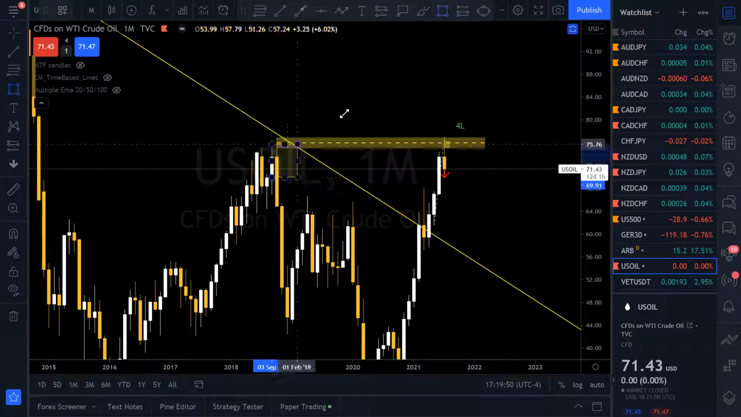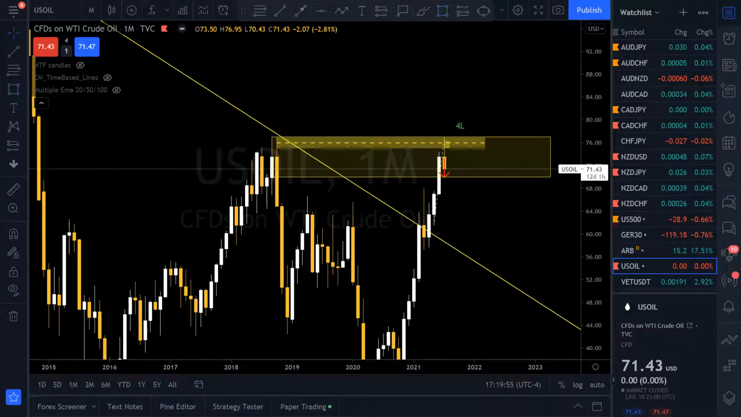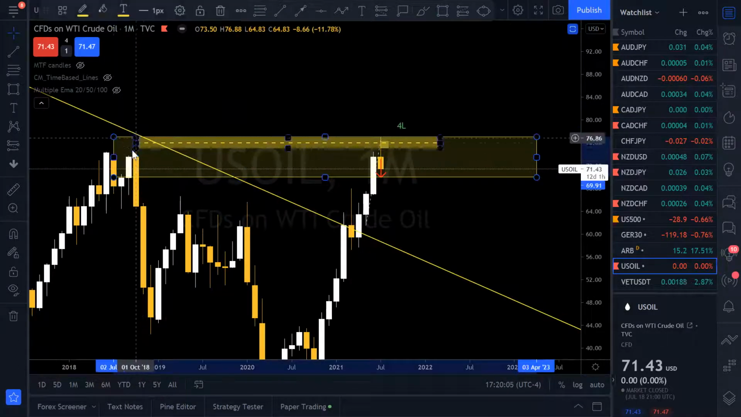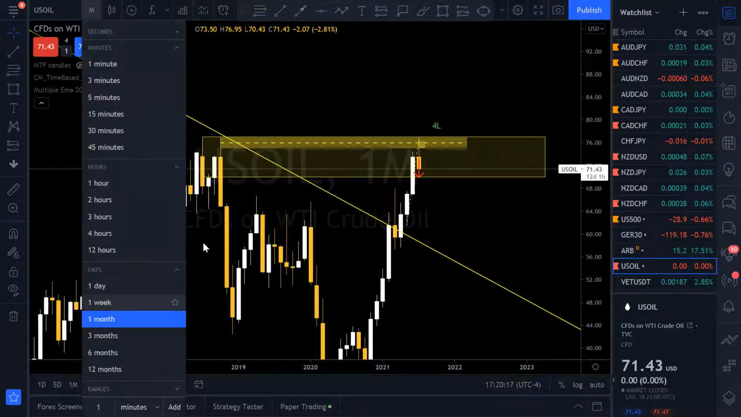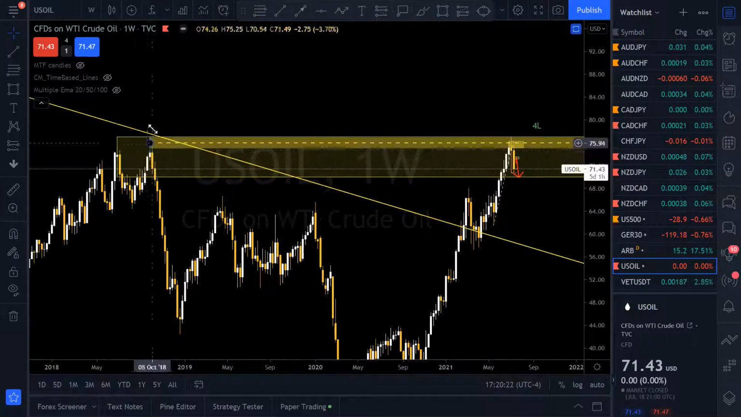We tapped into a zone of supply. All right. Tested it. We actually violated, I think we violated this one because we don't have a wick up yet. Now, you can count this wick if you want to or not, but price is respecting this order block. If you go down to the weekly, you can see that this was part of the same order block. We made a double top here, actually.